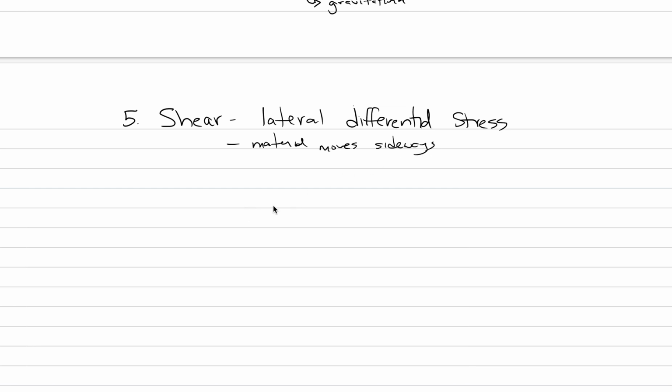What does that look like with our square? Well, with our square, we'd have this going on. Here would be how we draw the arrows for the stress, and the actual response of the square would now be to make a parallelogram.